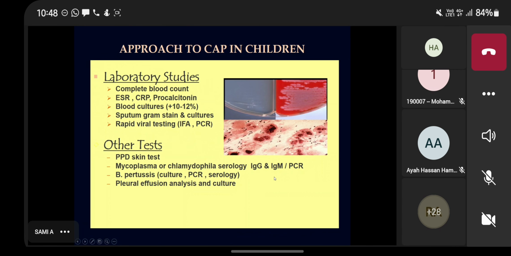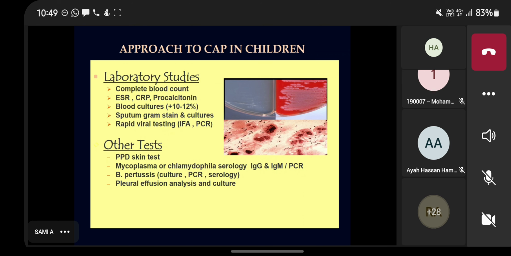Now, we don't usually do labs in each patient. However, you can do CBC to look for leukocytosis. It's usually associated with pneumonia, especially if you have left shift. You can do any acute phase reactant: ESR, C-reactive protein, procalcitonin. An elevated serum procalcitonin concentration is more sensitive and more specific than C-reactive protein.